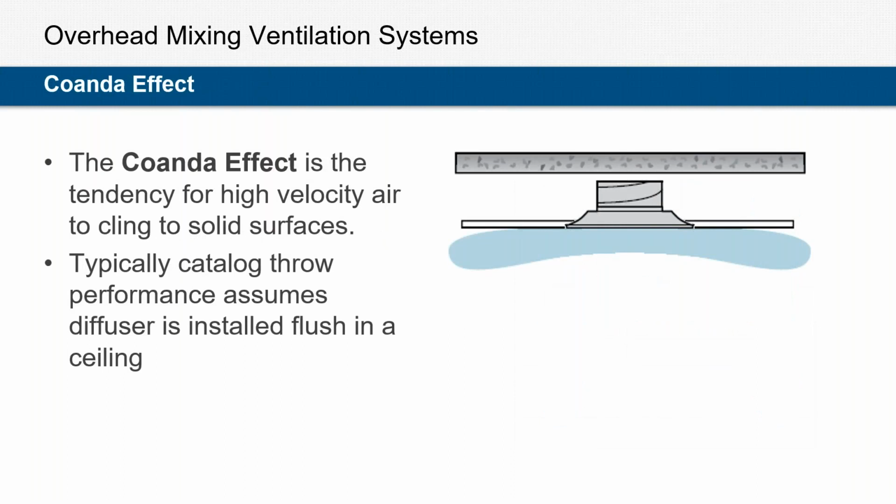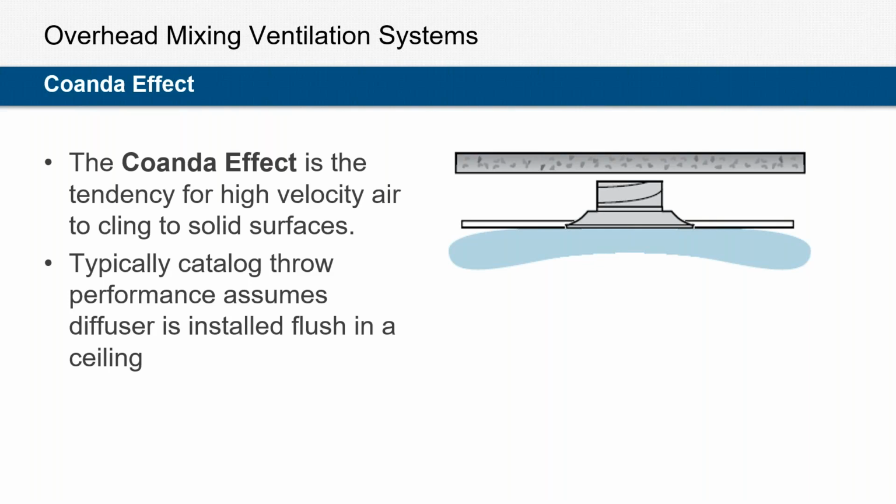Next, I'm going to shift gears and talk about some things that can impact our throw performance. So, Coanda effect. This is a term that's used quite a bit in the industry. And what does it mean? Well, Coanda effect is used to explain high velocity air that comes out of the diffuser when it's installed in a ceiling system. When that happens, a low pressure zone occurs at the edge of the diffuser, causing that air to cling to that adjacent surface.